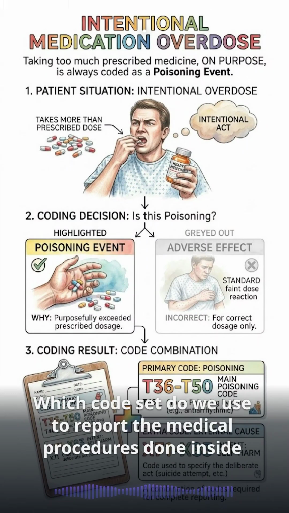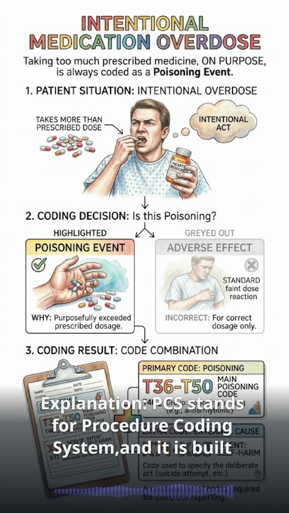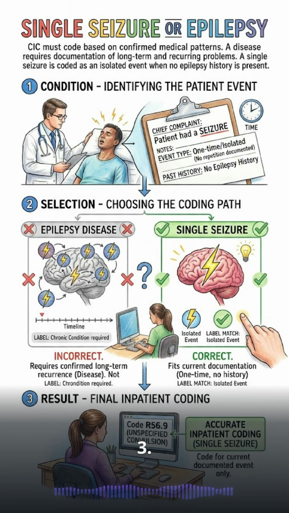2. Which code set do we use to report the medical procedures done inside an inpatient hospital setting? We use the ICD-10 PCS code system for all procedures done in the inpatient hospital setting. PCS stands for Procedure Coding System, and it is built specifically for hospital stays and major surgeries.